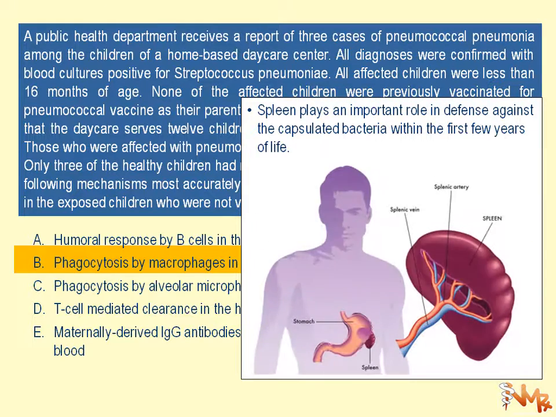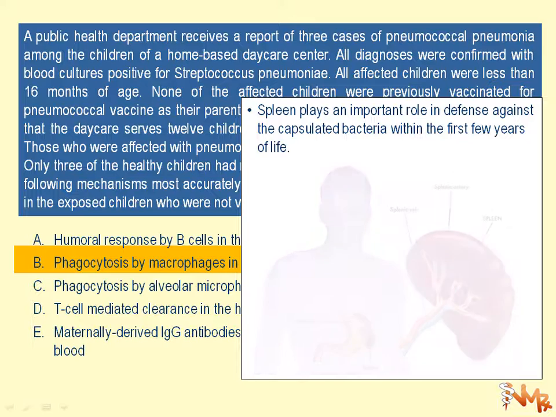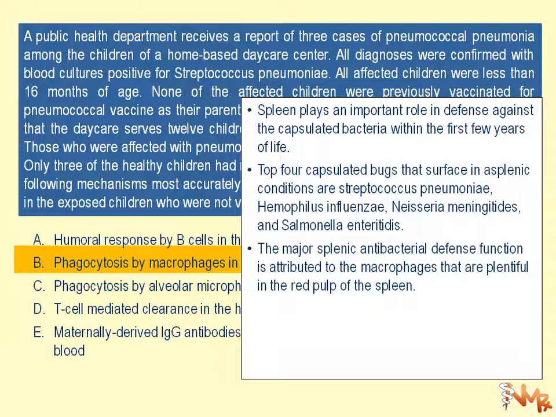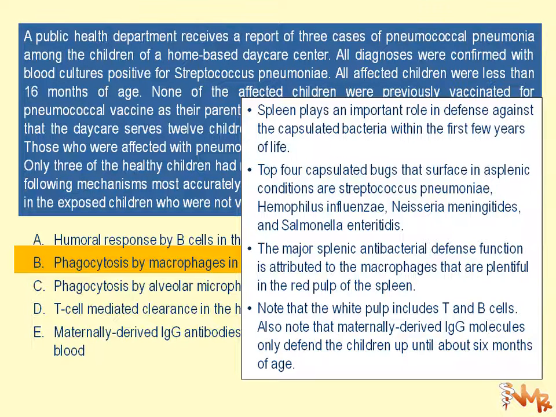Spleen plays an important role in defense against encapsulated bacteria within the first few years of life. Look at this information. Top 4 encapsulated bugs that surface in asplenic conditions are Streptococcus pneumoniae, Haemophilus influenzae, Neisseria meningitidis, and Salmonella enteritidis. The major splenic antibacterial defense function is attributed to macrophages that are plentiful in the red pulp of the spleen. Note that the white pulp includes T cells and B cells. And also note that maternally derived IgG molecules only defend children up until 6 months of age.